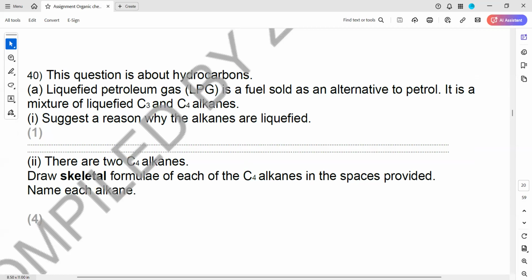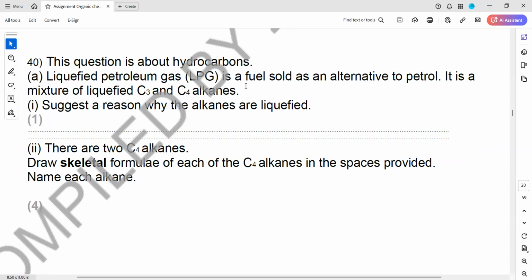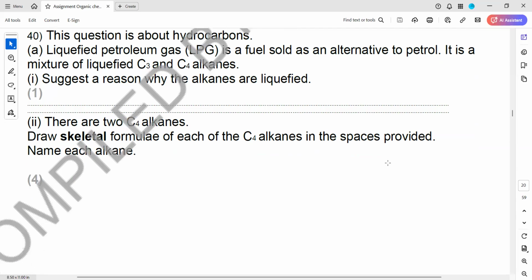So it is easy to store something in a liquid or a solid state rather than a gaseous state. It is easy to transport the fuel in a liquid or a solid state. For example, it's easy to transfer coal or petrol as compared to a gas. So the main reason for liquefying is that it makes storage and transportation easy. The lower alkanes, like C1 till C4, are gases at room temperature, but under high pressure we convert them into liquid.